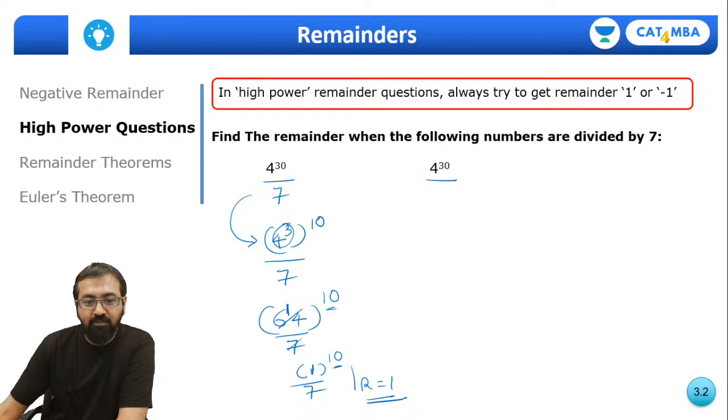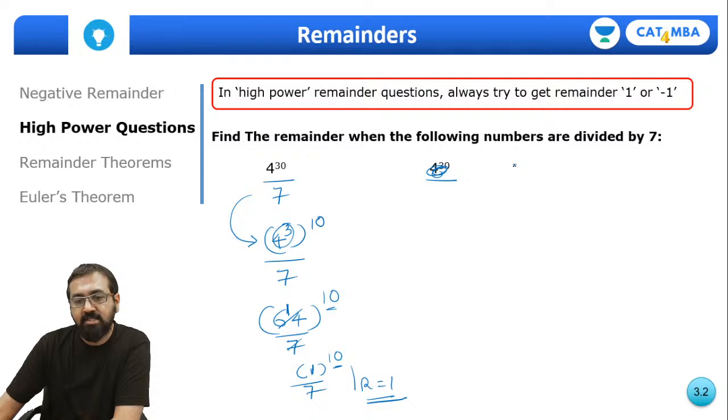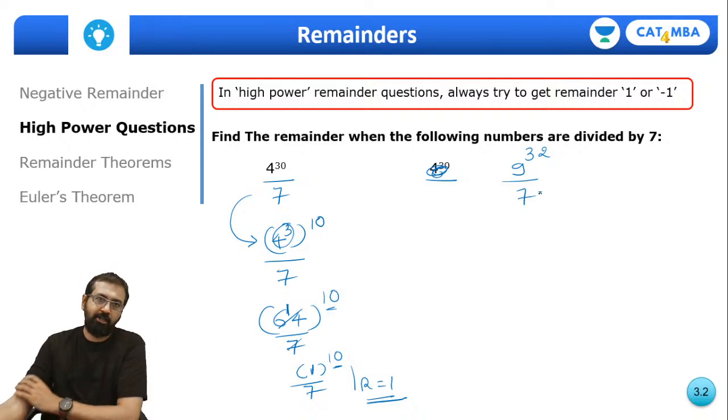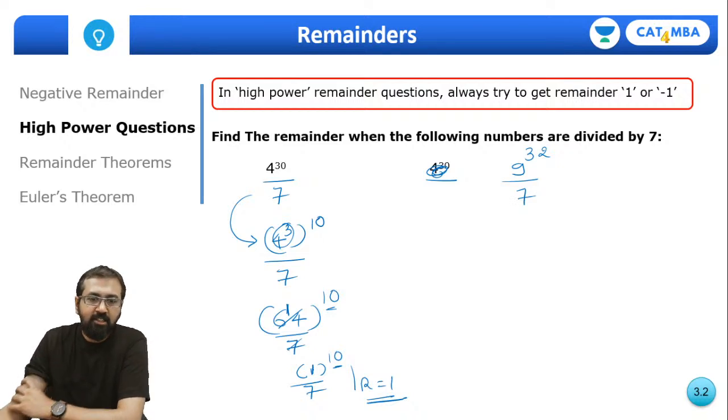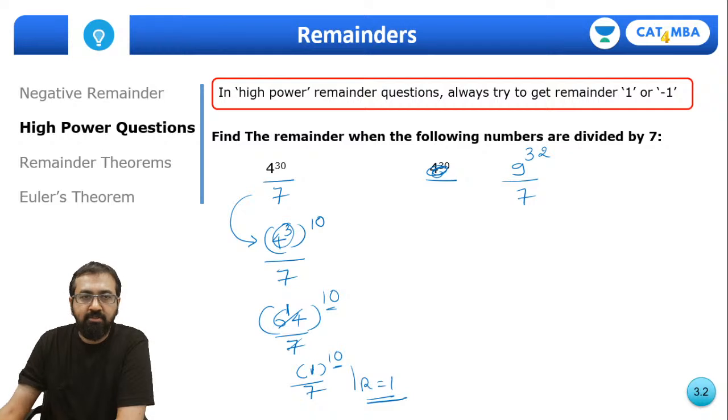Great. So same way, now let's take another question. This one we have already solved. So let me give you one more question. Suppose the question is something like this: 9 raised to 32 divided by 7. What will be the remainder? Can you think? 9 raised to 32 divided by 7.